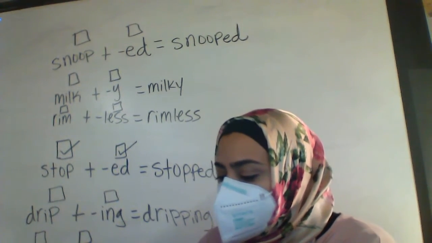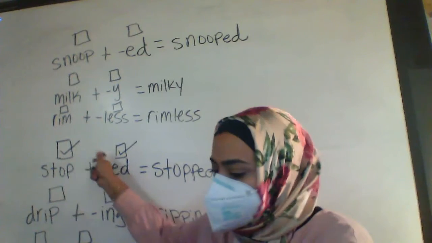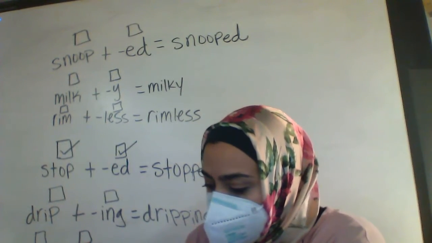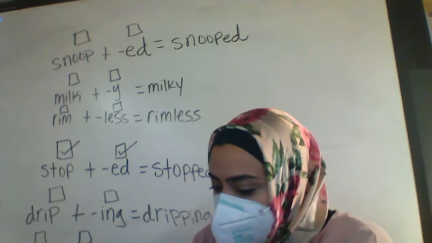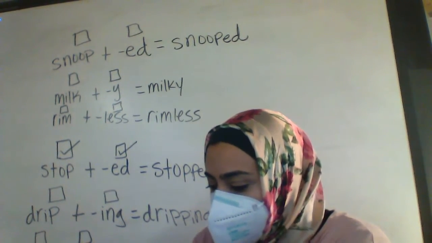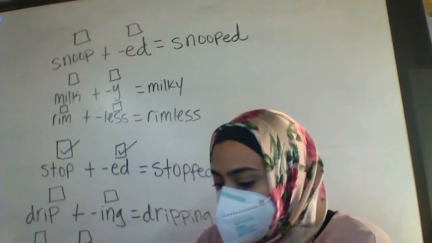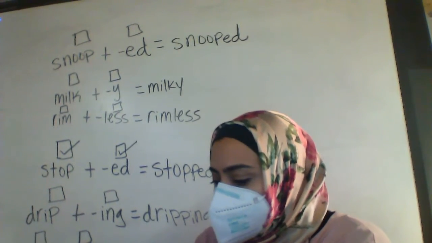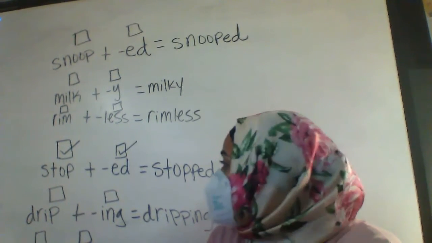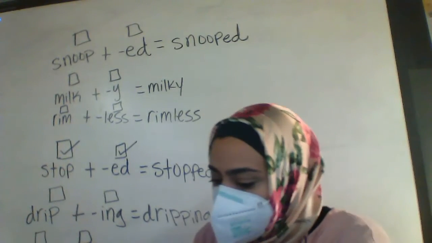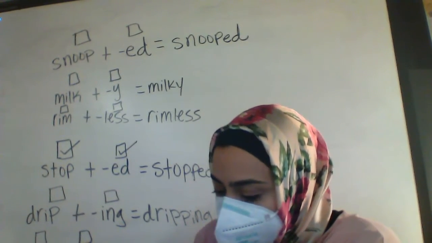That's right. The two check marks tell me to double the final consonant before adding the suffix. Was the last consonant doubled in the word stopped? Yes, it was. Now let's check the second column of words.